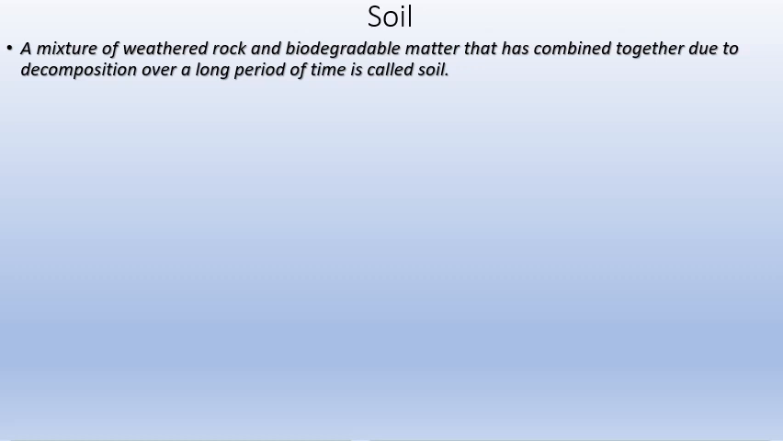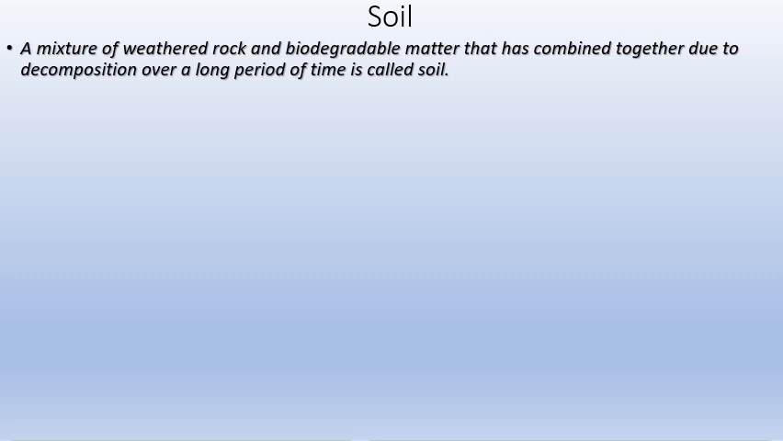Last year you would have learned about weathering, and that process of weathering would have broken a rock into fine particles. But with that alone you will not get soil. You should also have biodegradable matter. It might be plant remains, animal remains, leaves, bark, or any other part of a tree, and maybe remains of an animal's or bones or something that decomposes along with it.